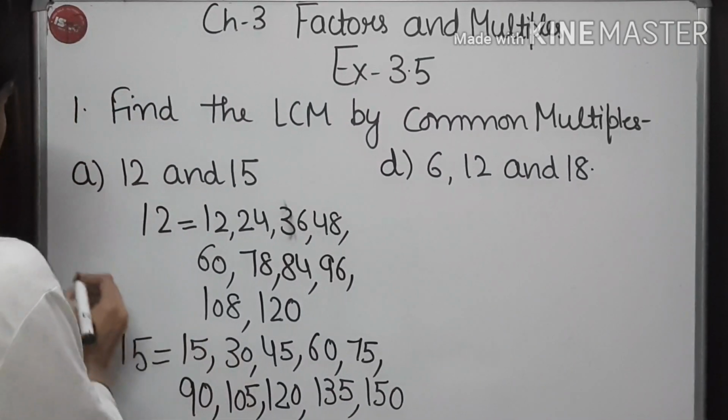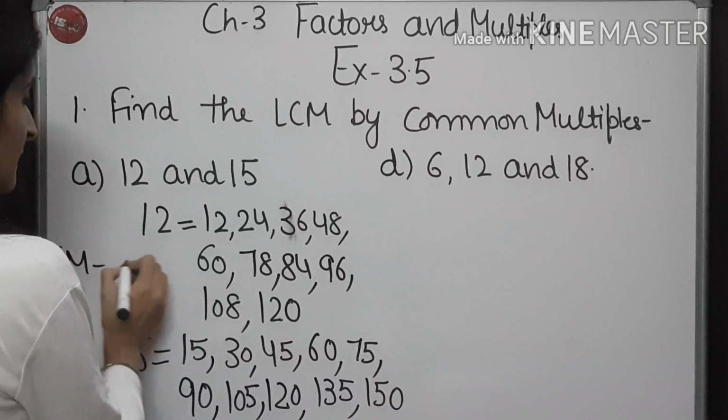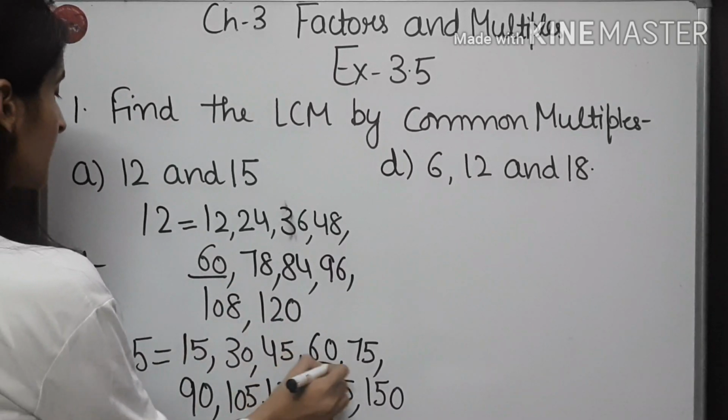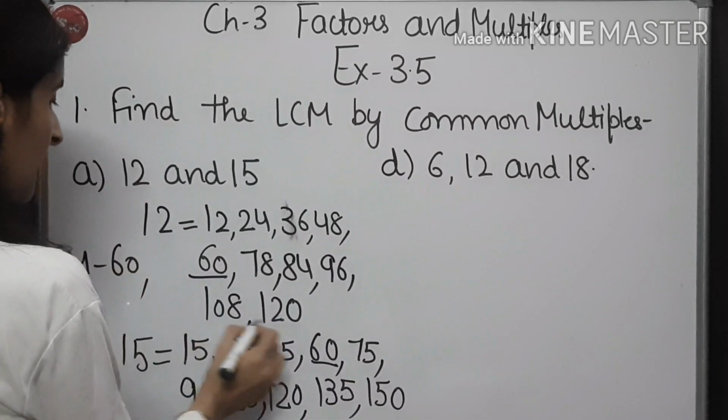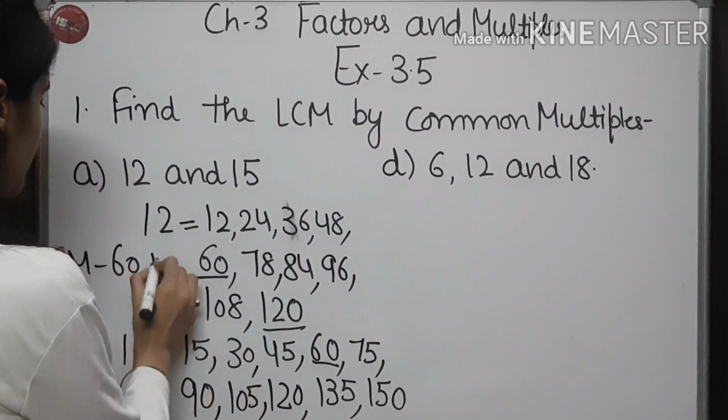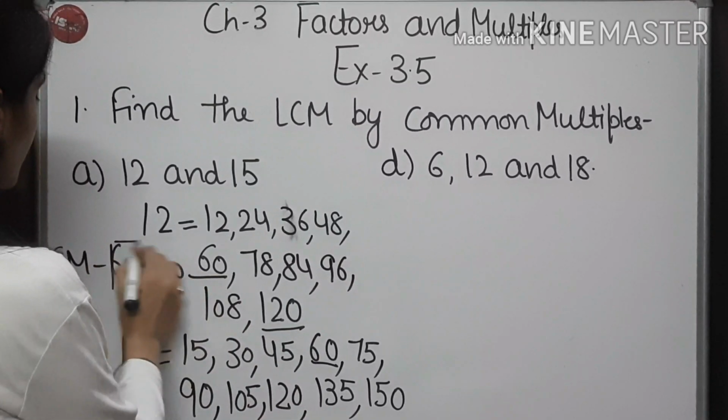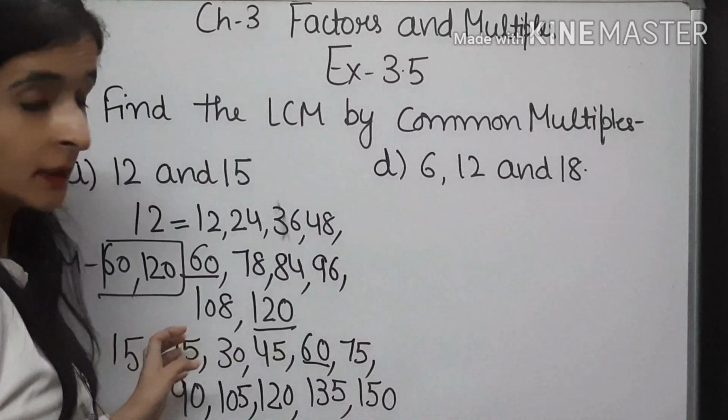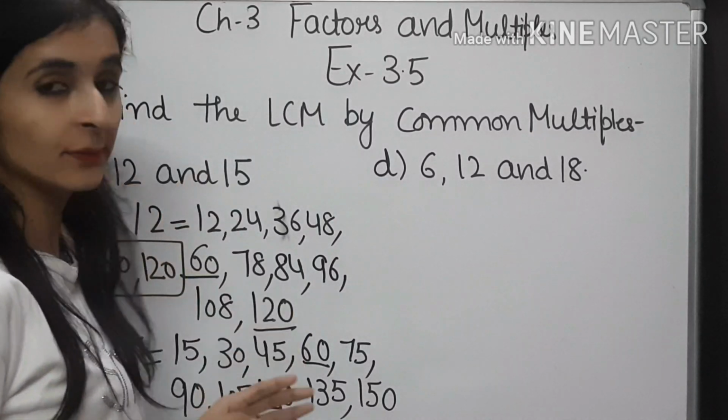Now, as we all can see, the common multiples here are 60 and then 120. These both are the common multiples of 12 and 15.